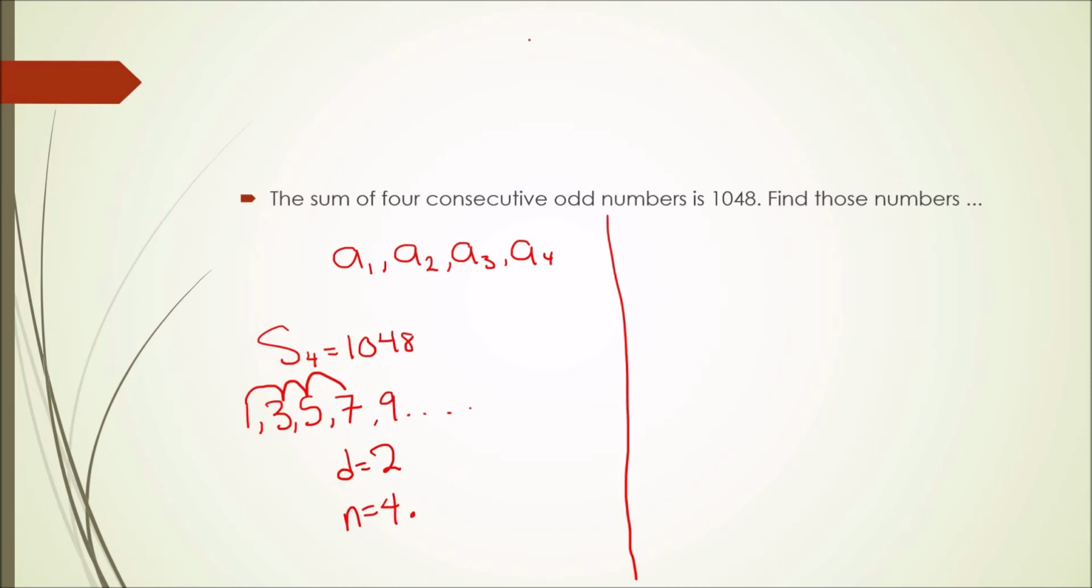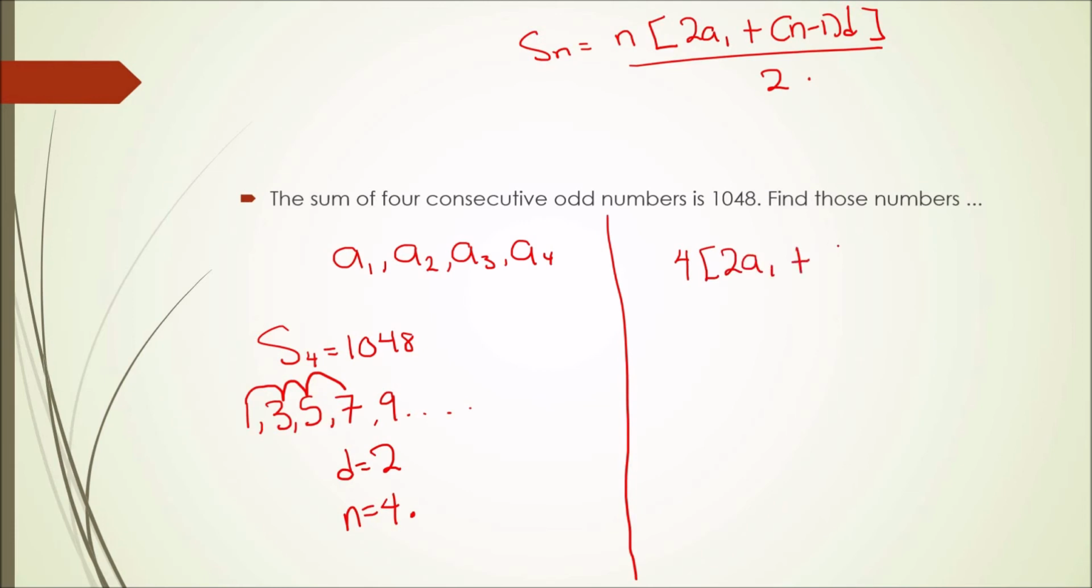Remember the formula, Sn equals n, I'm going to use a square bracket, 2a1 plus n minus 1 d, over 2. Now let's slot in our values. Our n is 4, 2a1 plus our n is 4, 4 minus 1, 3. What's our d? 2. So 3 times 2. Everything over 2. Now let's divide. This goes out. We're left with 2.